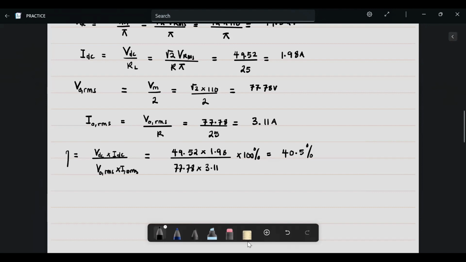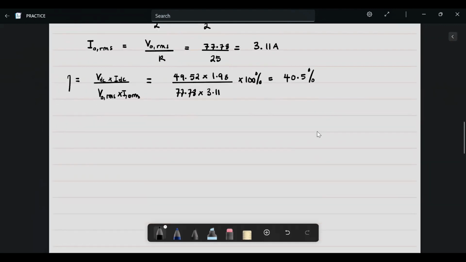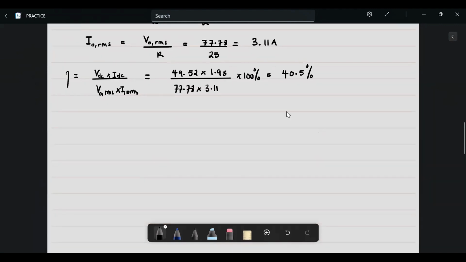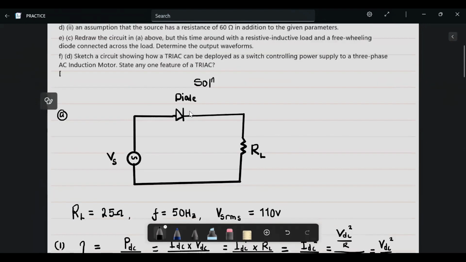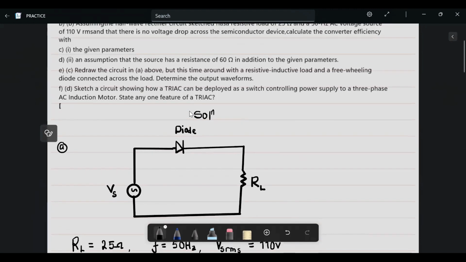This is how much is being converted from AC to DC. That's how much conversion is there. So about 59.5% is still not converted. It's ripple, in short. Too much ripple, right? So that is the rectification efficiency. That's part A. And then we go to part 2.